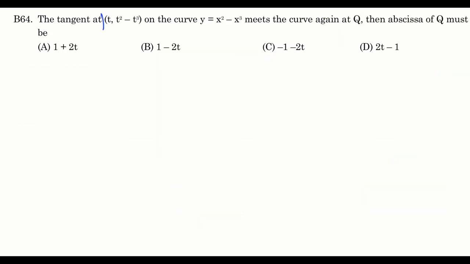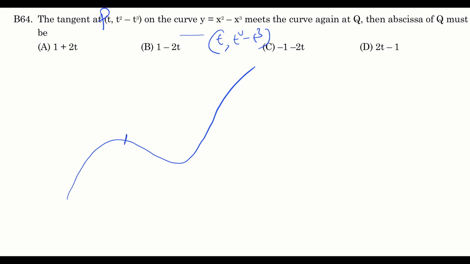In this problem, if I call this point as P, I want you to observe that if I give x is equal to t, then y coordinate is going to be t square minus t cube as he has given. Now I have a curve like this, y equal to x square minus x cube. Say we are taking the tangent at a point P to the curve, and the tangent at P is again intersecting the curve at a point Q. We have to find the x coordinate of Q. That's what we have to find. Now for this, first I will find the equation of the tangent at P, then I solve the tangent and curve equation.